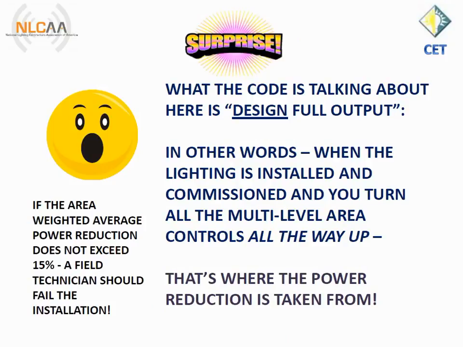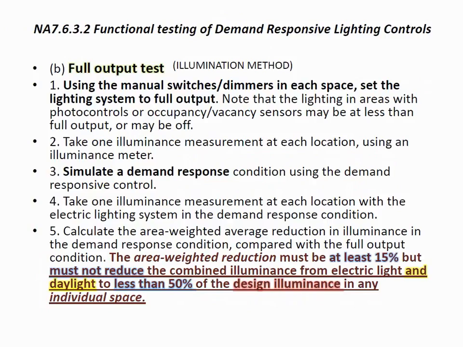Despite any interpretation of the verbiage in 130.1 Echo, lighting power is supposed to reduce from, quote, "design full output," unquote, in a non-residential building during an automatic demand response event. Here is the full output test for this.